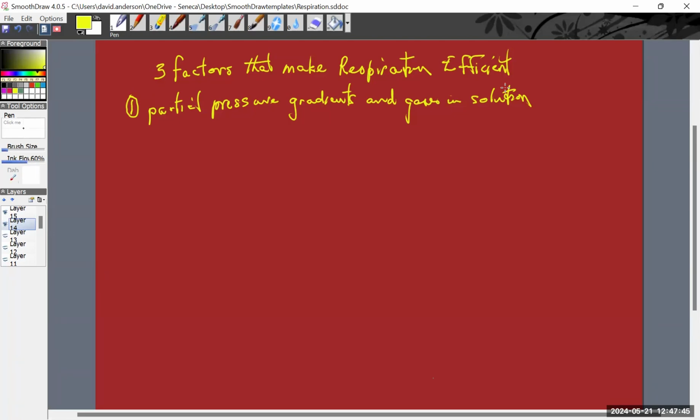And what we're talking about with respect to the gradients is that the movements will go in the direction of high to low. So when we look at breathing, both external and internal respiration, we're going to be looking at those partial pressure gradients and which direction that movement is likely to occur. So we'll be talking about partial pressure gradients in just a minute.